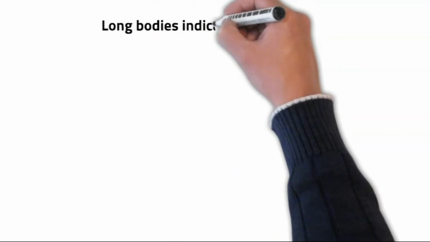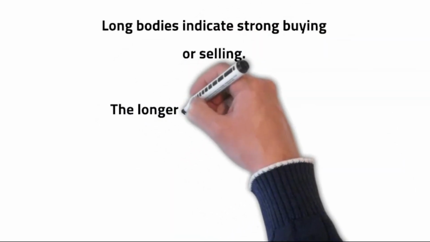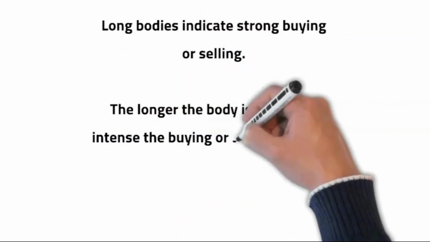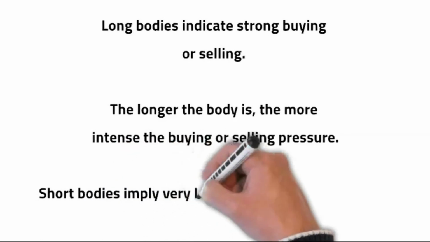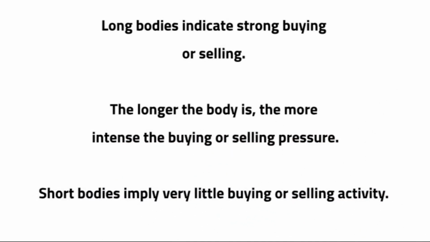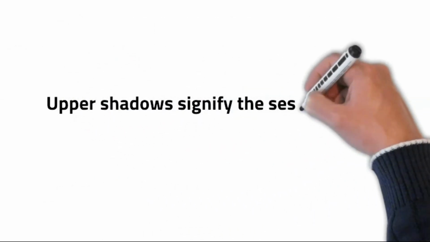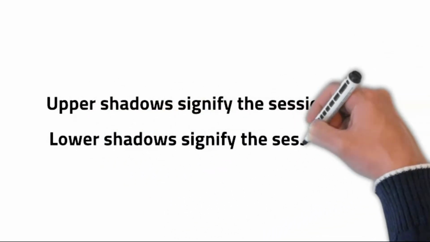Long bodies indicate strong buying or selling. The longer the body is, the more intense the buying or selling pressure. Short bodies imply very little buying or selling activity. Upper shadows signify the session high. Lower shadows signify the session low.